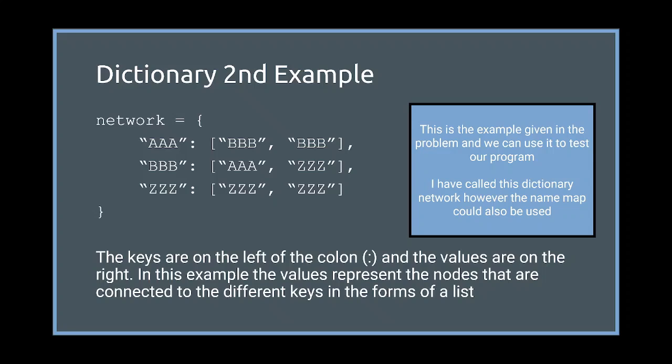So this is the example given in the problem, and we can use it to test our program. I've called the dictionary network. However, you can name it map or anything else that you like. But remember, when we're looking at program maintainability, you're best to make sure that it is connected to what you're actually doing.